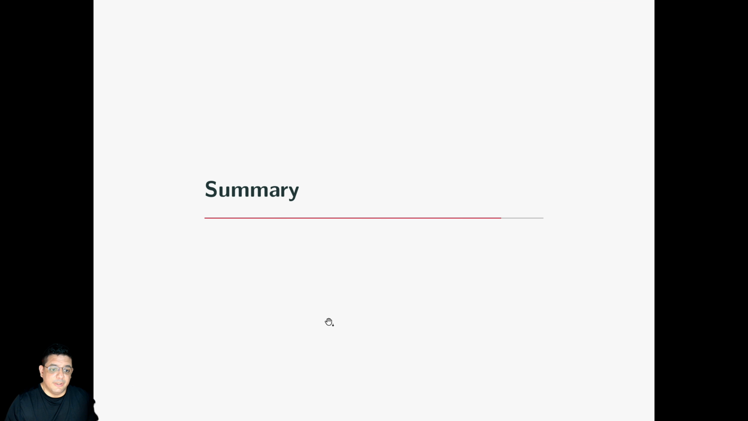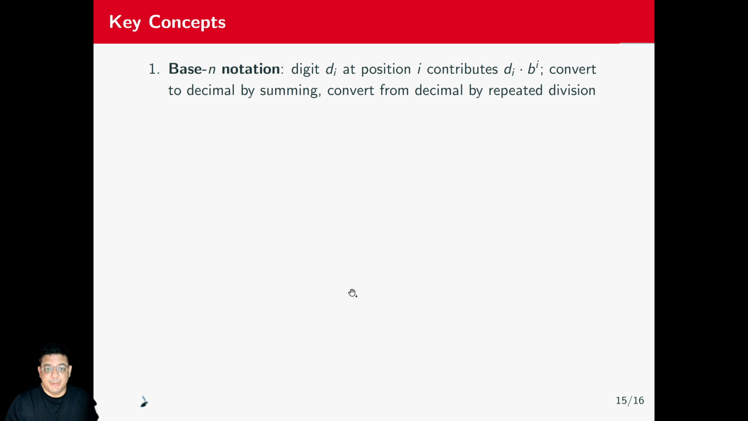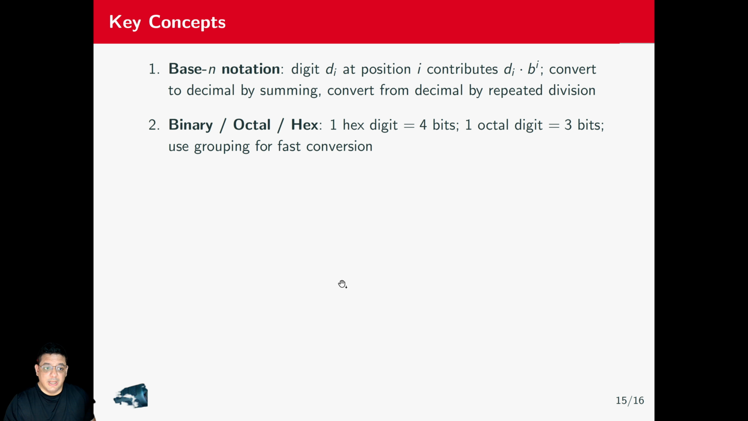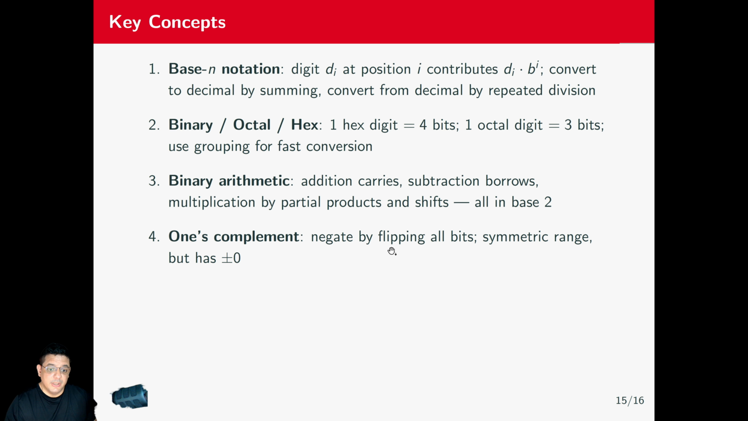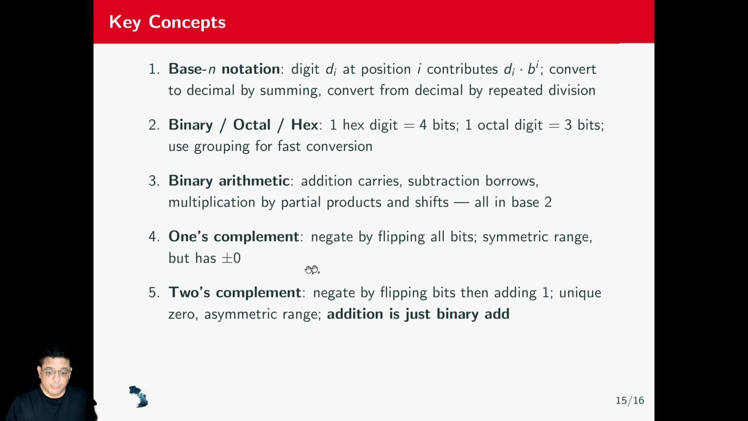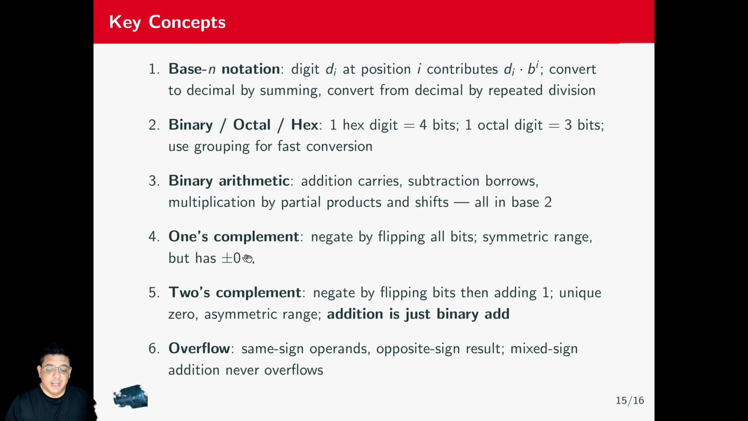Okay, in summary for this section, we learned positional notation and how the digit representation works. We learned about binary, octal, and hexadecimal, and the binary arithmetic that we can do with all those numbers in base 2. We also learned about sign-bit representation, the one's complement and two's complement rules, and what happens when we have overflow.